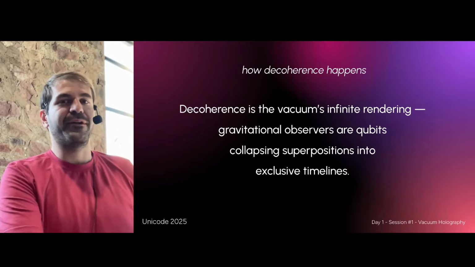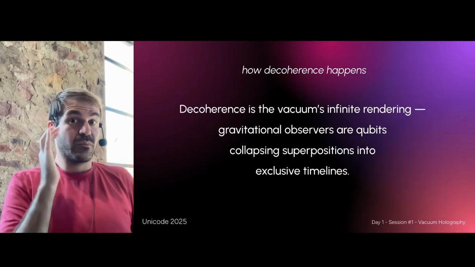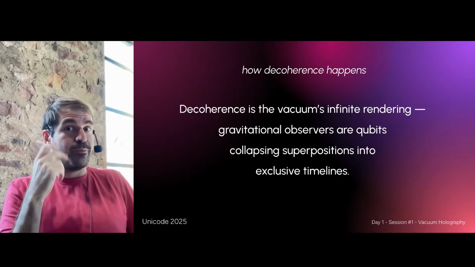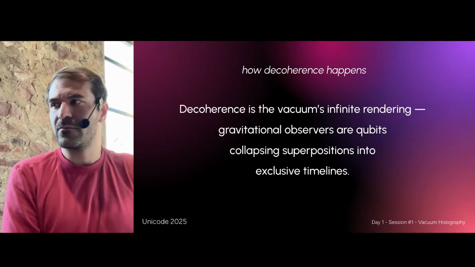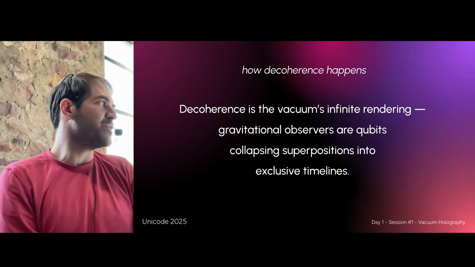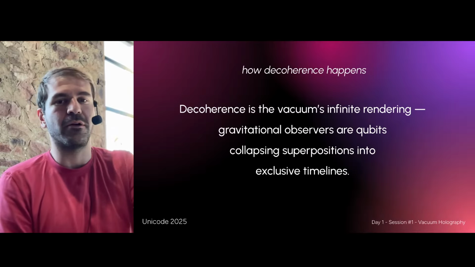So decoherence is the vacuum's infinite rendering. Gravitational observers are qubits collapsing superpositions into exclusive timelines. So exclusivity is another way of describing no co-display, which we'll get to in a little bit.